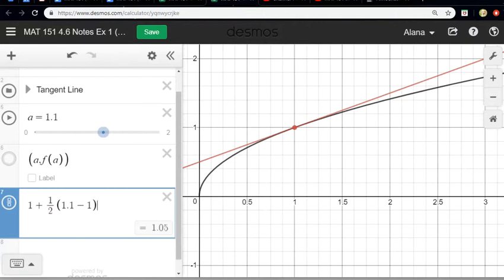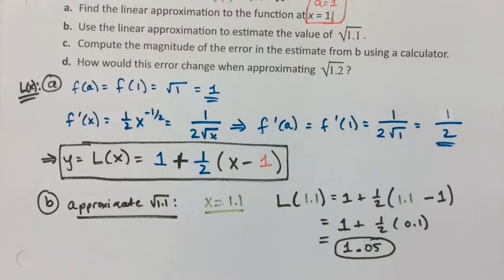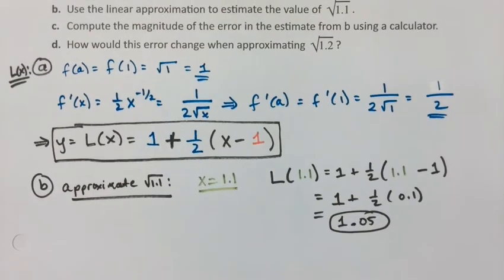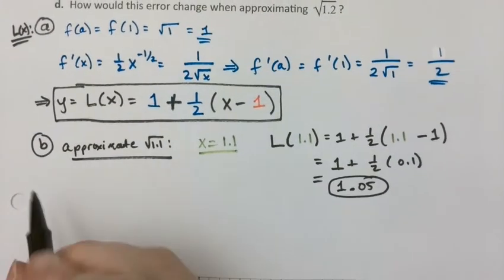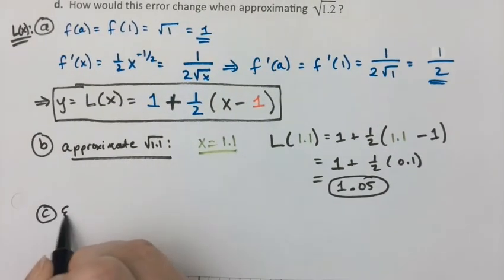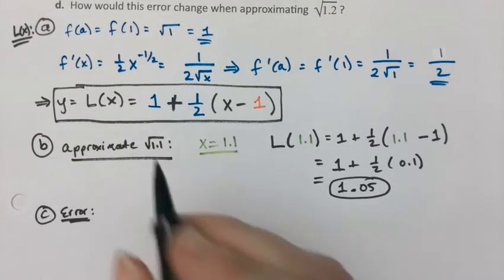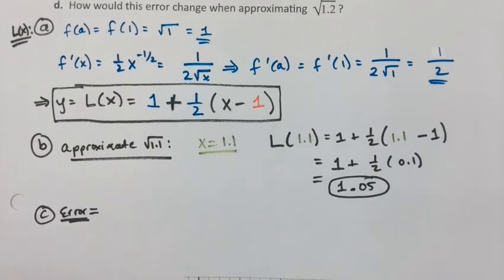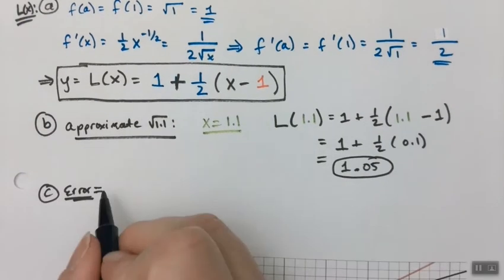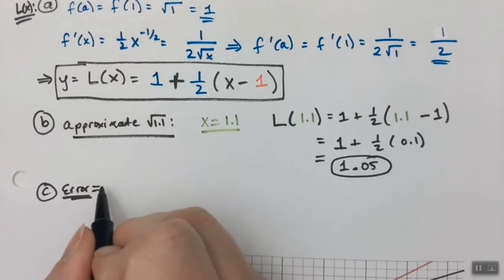Now, what is the function really? So that's part C, I believe. Part C is saying compute the magnitude of the error in the estimate. Okay, so if I want to find the error, I'm first going to need to know what the value was. So error is, oh, I better write this down. Error is the difference between the real function value and the estimate that we came up with. I'm actually going to write that down.